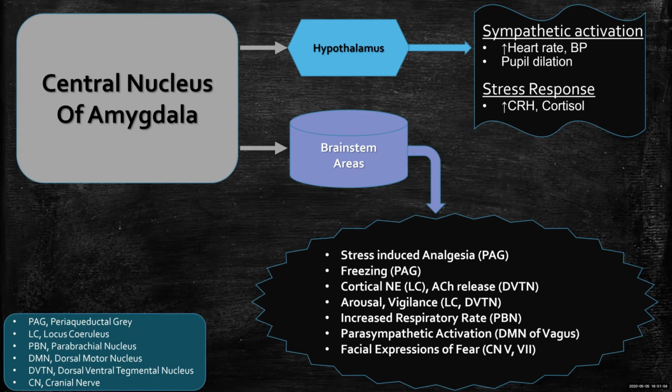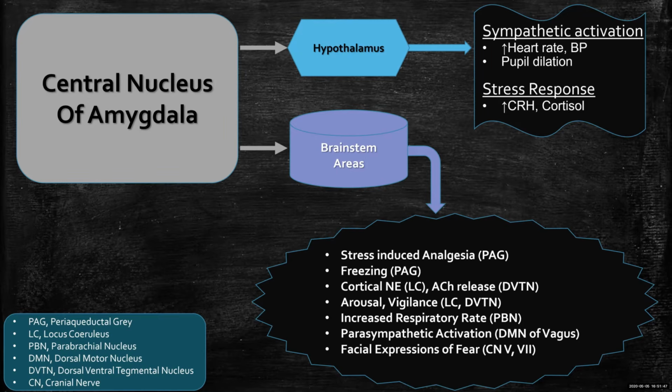Stimulation of the locus coeruleus within the brainstem causes widespread norepinephrine release. Along those lines, acetylcholine is also released after stimulation of the dorsal ventral tegmental nucleus. Acetylcholine and norepinephrine, when increased in the cortex by this pathway, cause arousal and vigilance. The parabrachial nucleus, which is a part of the brainstem, also becomes stimulated, which increases our respiratory rate.